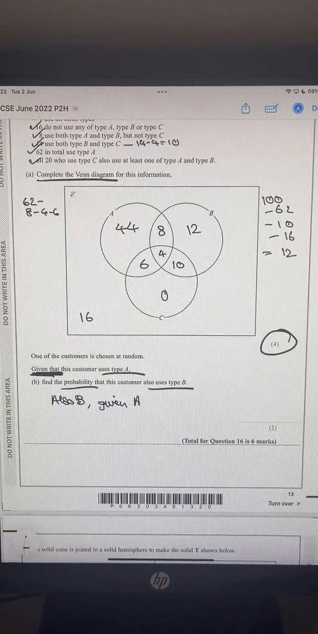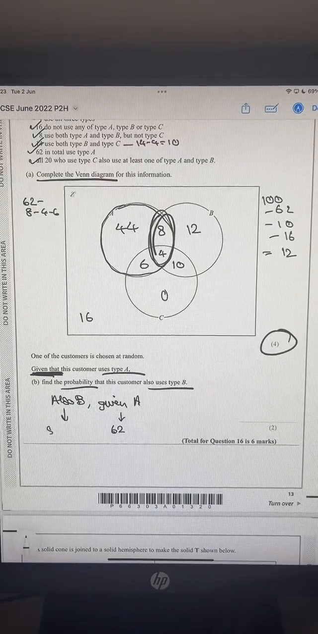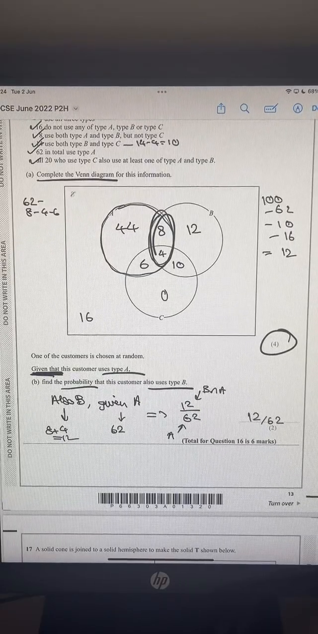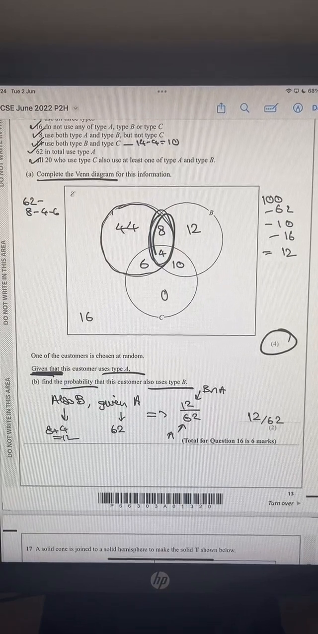Well, they actually told me that it was 62. So 62. And they also use B. So I'm looking at this circle here. Which parts of this circle are also in my B circle? It's just these bits here. So that's 8 plus 4 equals 12. So then that's literally just 12 out of 62, because remember, restricted to A, and that is also use B. So that's like B and A. So therefore, we have 12 out of 62 as my probability. You can simplify it if you want. They say or equivalent. I tend to not for probabilities. Awesome.